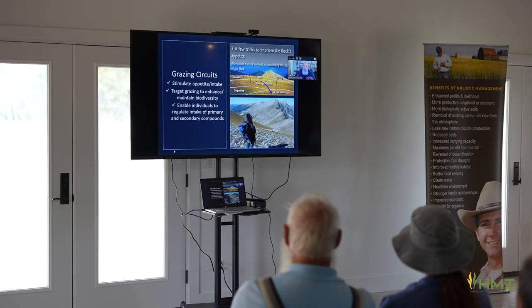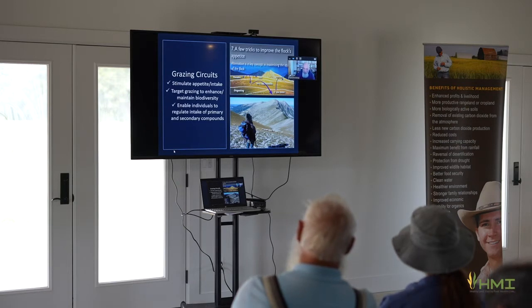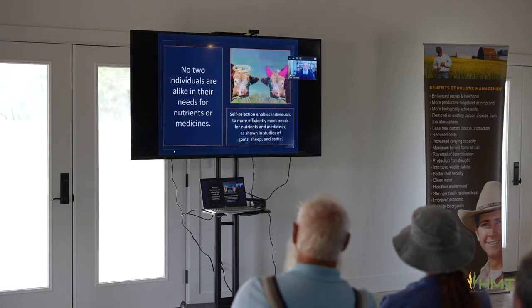Again, I'm not saying everyone should be a shepherd, but if you move animals from paddock to paddock, start to think like a shepherd. They don't think of one species, they think, what's the mix in these different plant communities that the animals are going to forage over during the course of the day, and then move them accordingly. That also enables individuals to regulate their intake of primary and secondary compounds. And I want to emphasize that for a second.